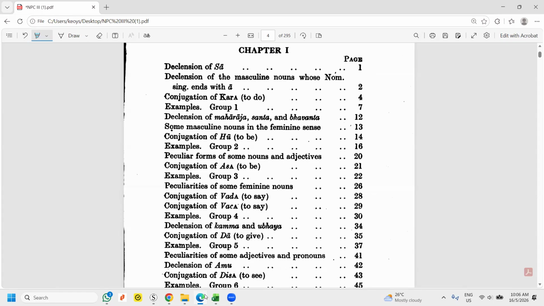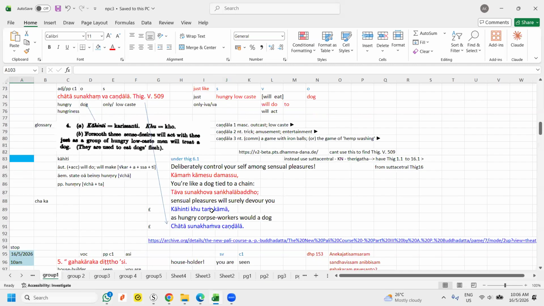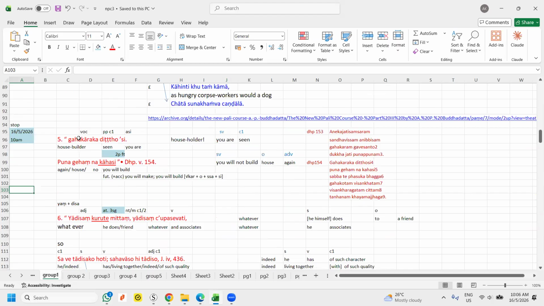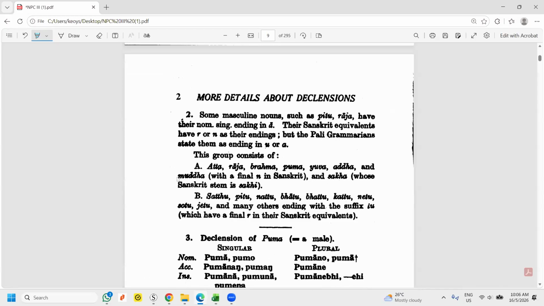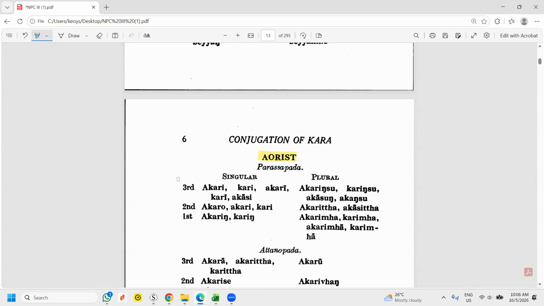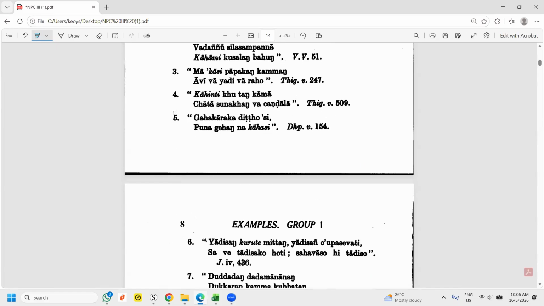Anyway, I will go back to here. So now I will continue from exercise number five. We will go back to the sheet just now. So this is exercise number five, and technically this must be a Dhammapada verse. All right, so go back to the notes further.